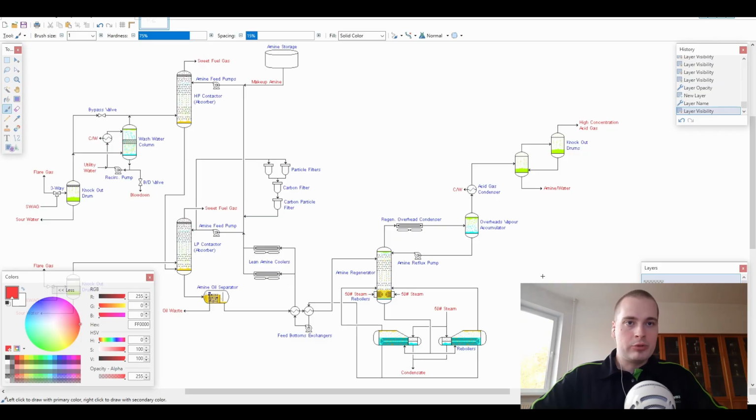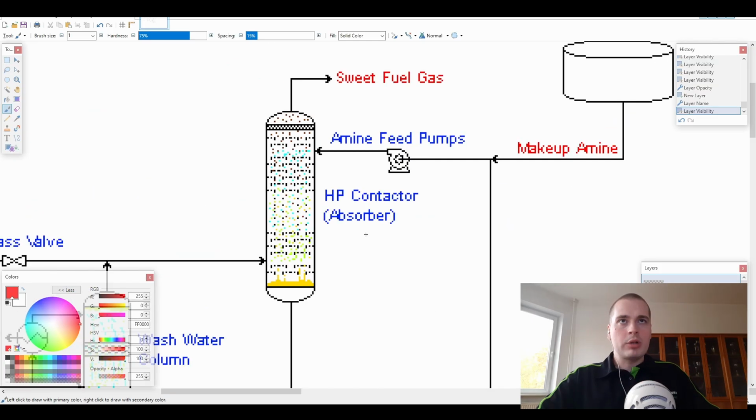Now we're going to talk about the amine system and how it gets recycled, because our amine is reused in a closed loop system where it constantly absorbs hydrogen sulfide from the acid gas, and then lets it out at the regenerator. So let's start at our high pressure contactor.